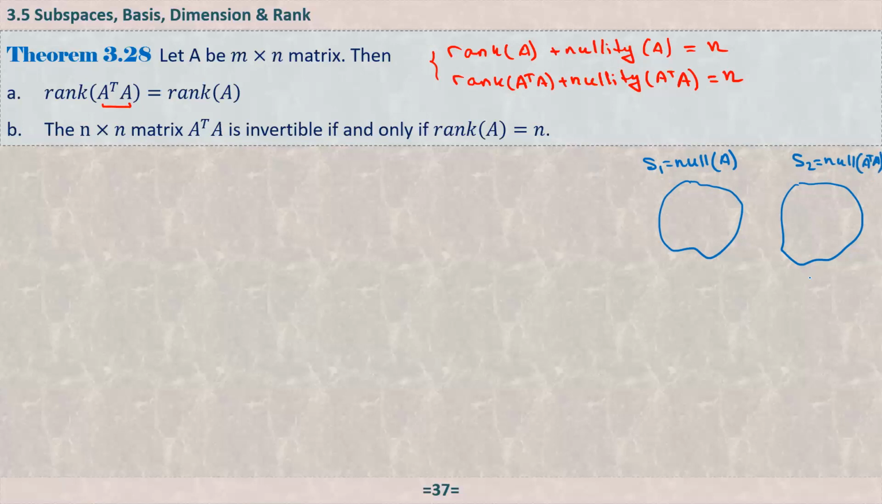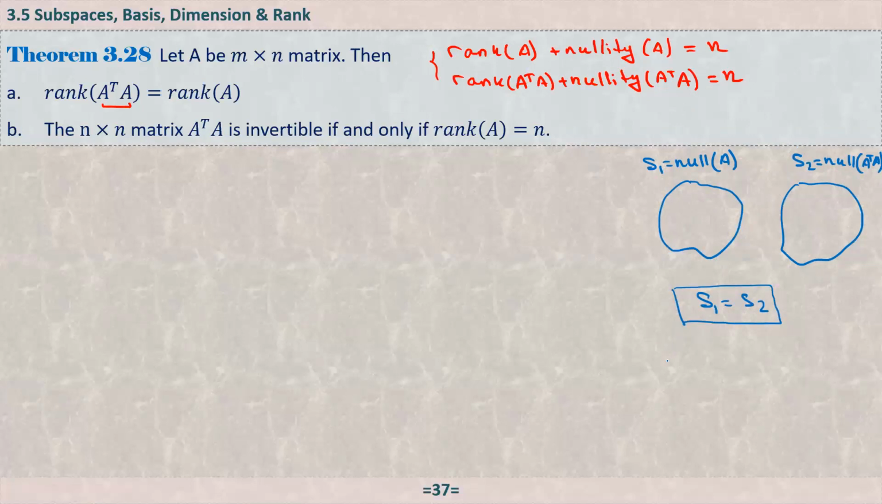Now the nullity of A equals the nullity of A transpose A. That means these two sets, S1 and S2, have exactly the same number of vectors and exactly the same vectors. Now I have to show that S1 is equal to S2, and that all of the elements are the same. To show this mathematically, how can I do it?